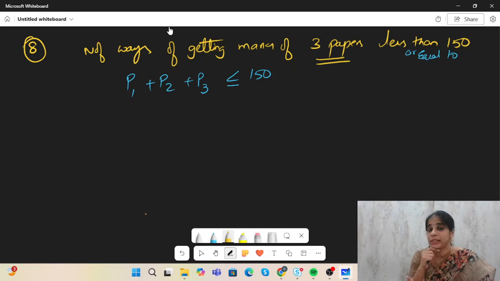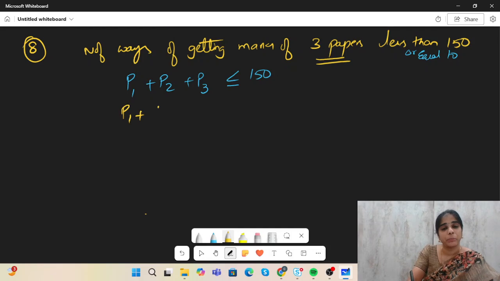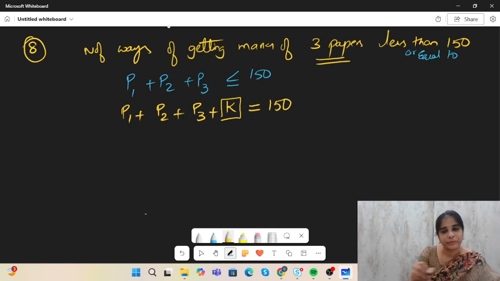But now this case is different. My marks are to be less than 150. In such cases, I will include a dummy variable: P1 plus P2 plus P3 plus some K, some other paper. Okay, K is what I will include. I will equate it to 150. Now think about it. Am I right or not?